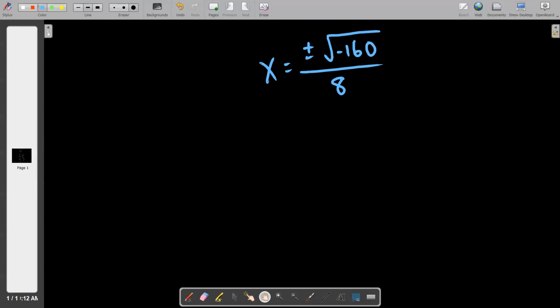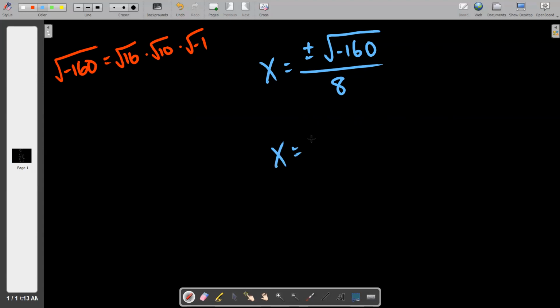So good job. So the square root of negative 160 over here off to the side is equal to the square root of 16 times the square root of 10 times, of course, the square root of negative 1. What's that come out to be? 4i. Nice job. So we have x equals positive or negative 4i root 10 all over 8.